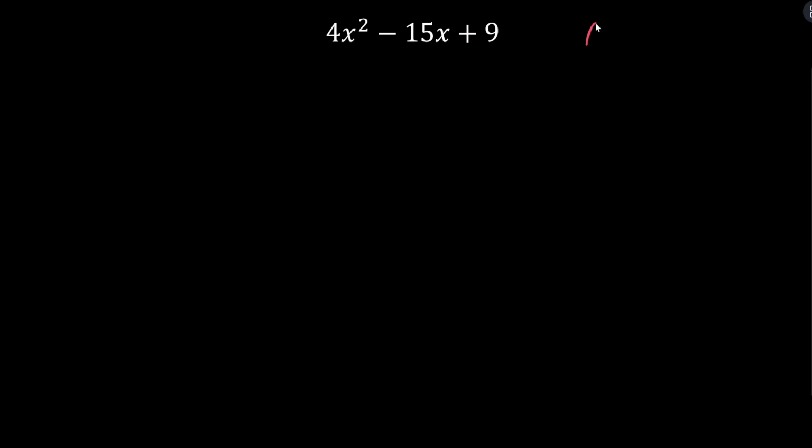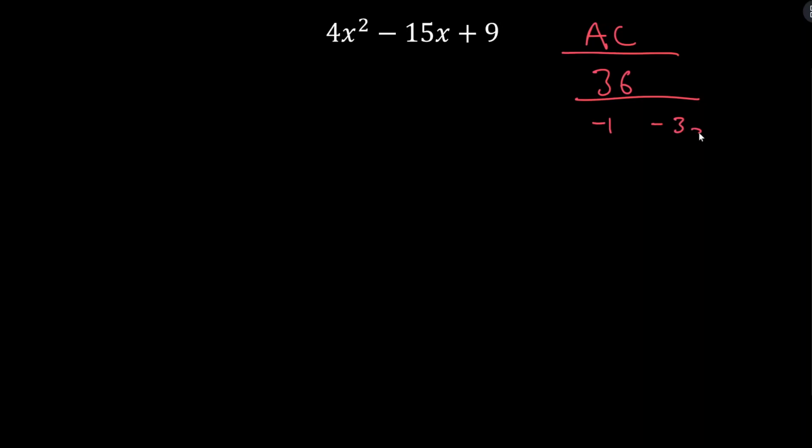So again, AC method. A times C is 4 times 9, that is 36, factors of 36. So this time, what do I need to be careful of? Well, b is negative, negative 15. So I want numbers that multiply together to be 36, but add together to be negative 15, okay? Which means that both numbers have to be negative, right? That's the only way for two numbers to multiply to be a positive number and add to be a negative number is if they're both negative.